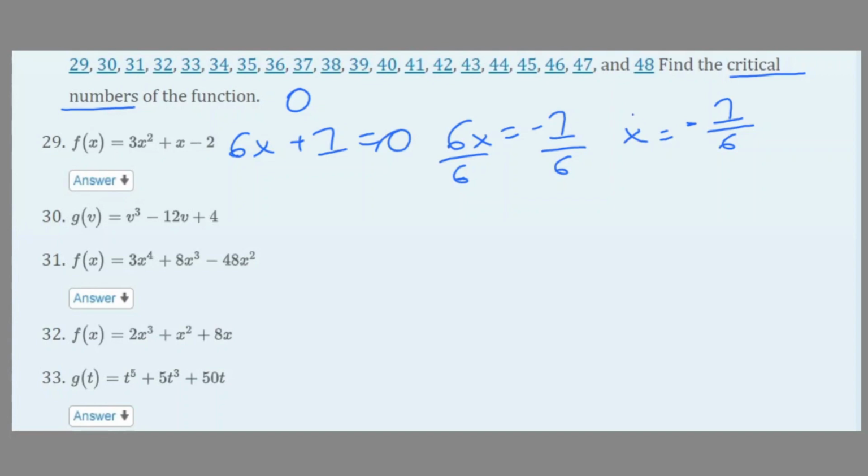And if you need to find the y value of the critical value, all you need to do is take this and plug it into the original equation, and that would give you the coordinates. But of course here we do not need to do that. Alright, so let's take a look at number 30.